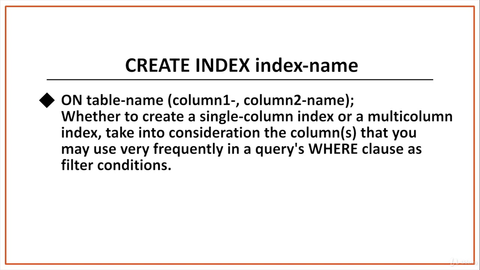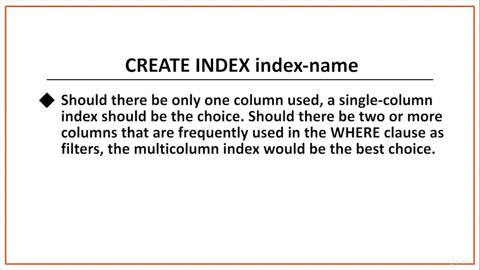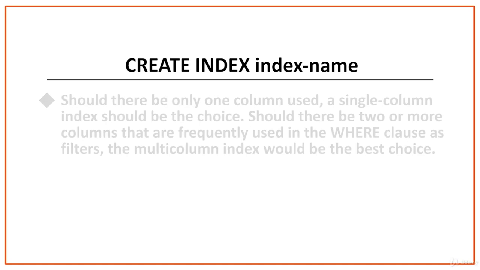Whether to create a single-column index or a multi-column index, take into consideration the columns that you may use very frequently in a query's WHERE clause as filter conditions. Should there be only one column used, a single-column index should be the choice. Should there be two or more columns that are frequently used in the WHERE clause as filters, the multi-column index would be the best choice.